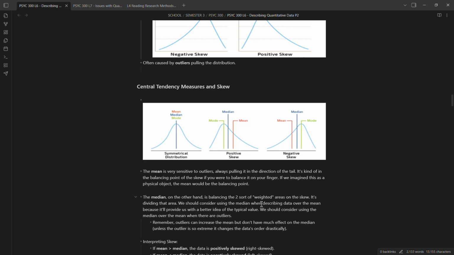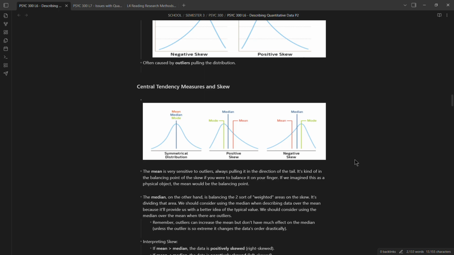So the mode is always at the peak of the skew. And so naturally, that's not its point of balance because of weight distribution, right? So the mean is technically going to be in the middle of its weight, and then the median is kind of going to be always in between the mean and the mode. The median, again, is balancing the two sort of weighted areas on the skew.